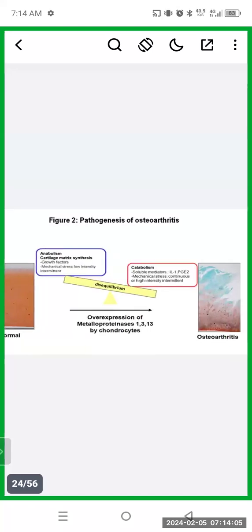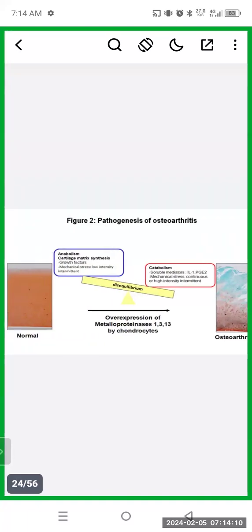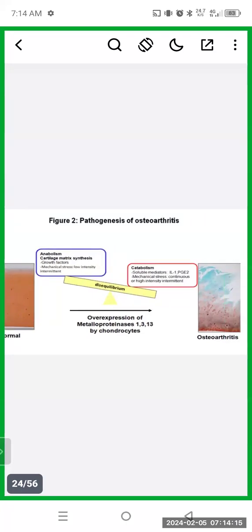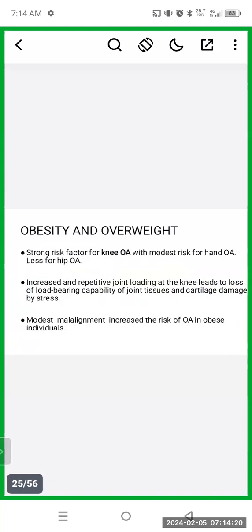This is just a summary of pathogenesis of that. So there is imbalance between anabolism and catabolism. By the left side, this is the normal histology of the joints, the chondrocytes. By the right hand side, is after the osteoarthritis has set in. We know with obesity, there is increased mechanical strain on the joint and subsequent damage to the articular surfaces. So obesity is one of the very important risk factors for the OA, there is mechanical stress with metabolic dysfunction on the bone and cartilage of the joint.